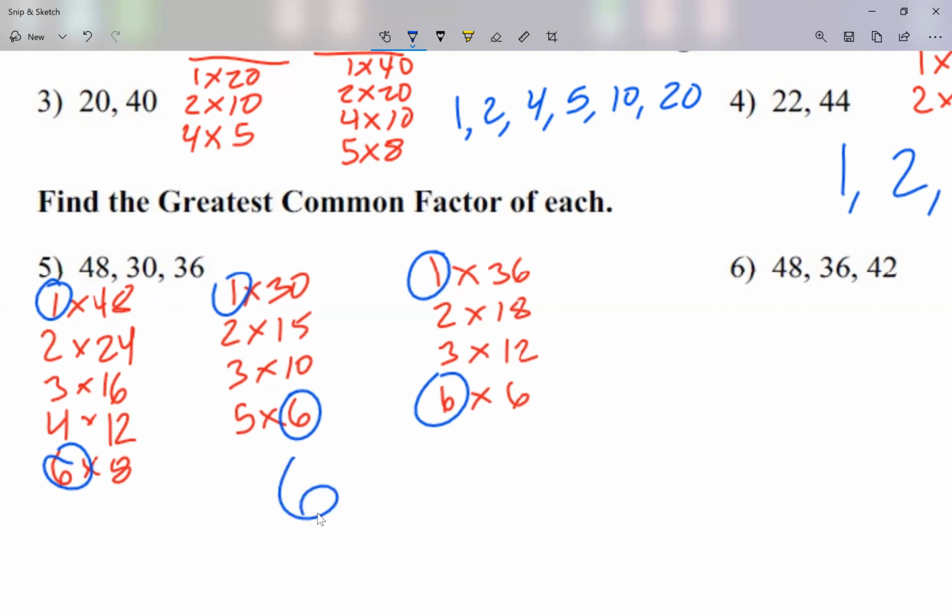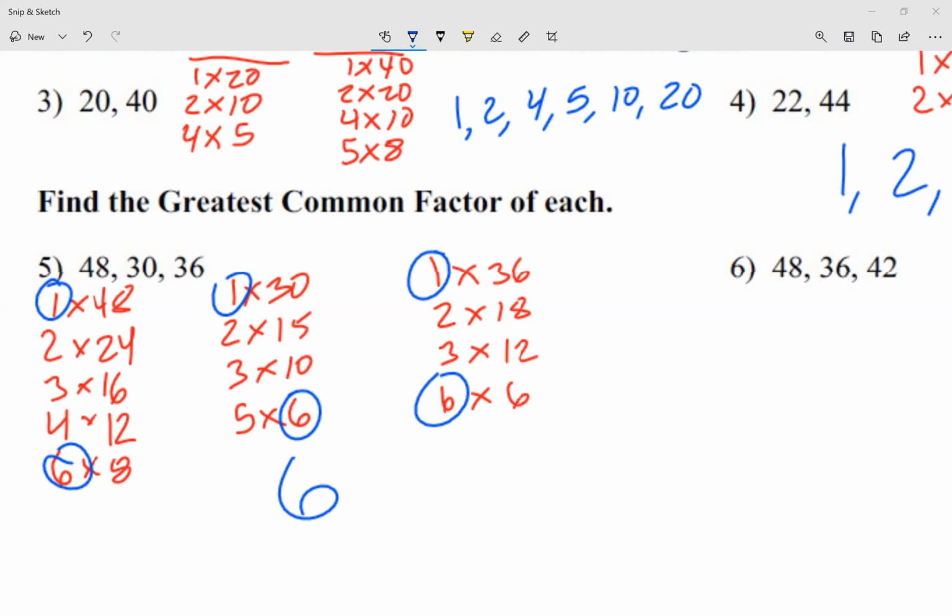For greatest common factor, I'm asking for the biggest common factor. The name pretty much says it all. Greatest is the biggest. Common factor is a factor for all.